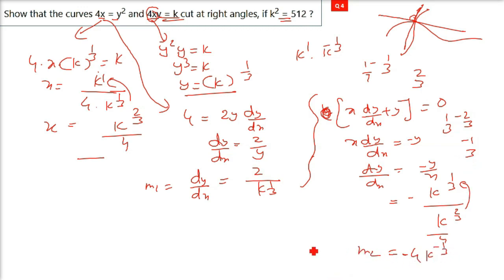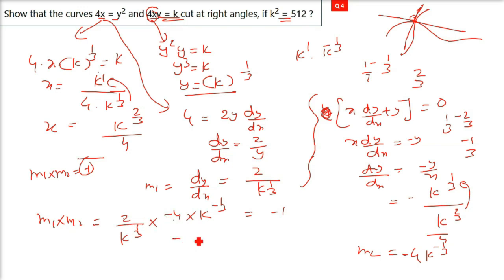So this is m2, m1 and m2. Now you can just multiply these two, m1 and m2. What do you get? So 2k raised 1 by 3, m2 is minus 4, k raised minus 1 by 3. And there is something which should meet this criteria of k square equals 512. So that is what we are interested in. So whatever you get, it has to come as k square equals 512.